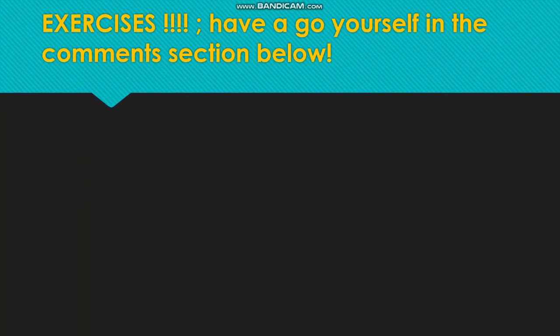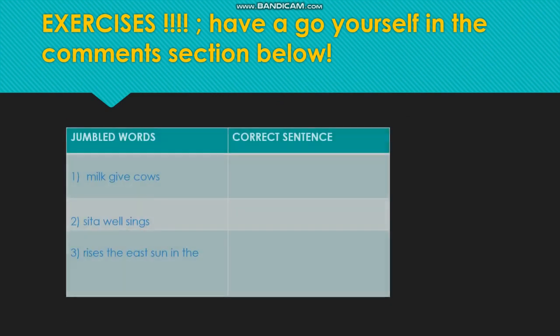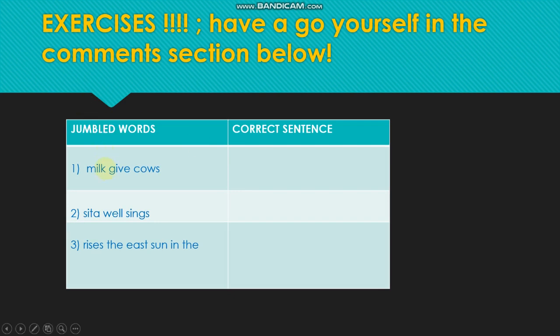Next we're going to look at some exercises. Please put the answers in the comment section below and we will be checking if they are correct or not. So the first one is "milk give cows". You have to make it into a correct sentence using the formula subject plus verb plus object. "Sita well sings." Change this into a correct sentence. "Rises the east sun in the." Change this also into a correct sentence.